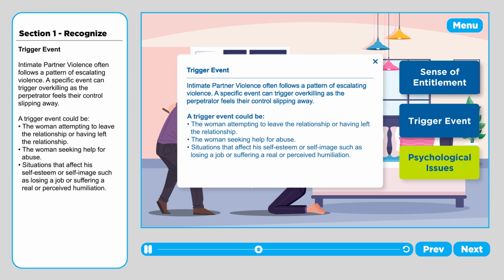Trigger event. Intimate partner violence often follows a pattern of escalating violence. A specific event can trigger overkilling as the perpetrator feels their control slipping away. A trigger event could be the woman attempting to leave the relationship or having left the relationship, the woman seeking help for abuse, or situations that affect his self-esteem or self-image, such as losing a job or suffering a real or perceived humiliation.